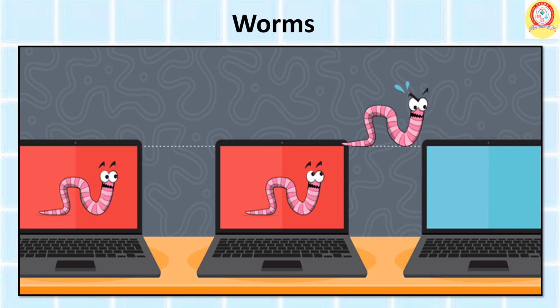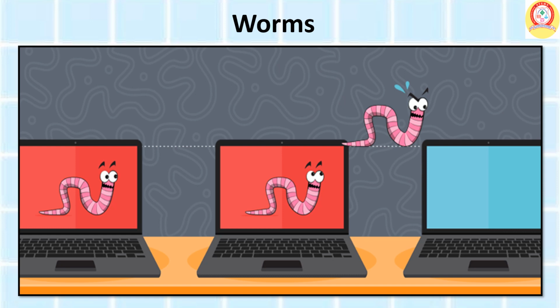Children, worms usually do not cause direct damage to programs and files. However, they consume a large amount of memory or network bandwidth, thus slowing down the computer and making it almost impossible for the user to work. Examples of computer worms are CodeRed, SadeCam, and I Love You. These are the worm viruses. Okay, children? These are the examples of worms.